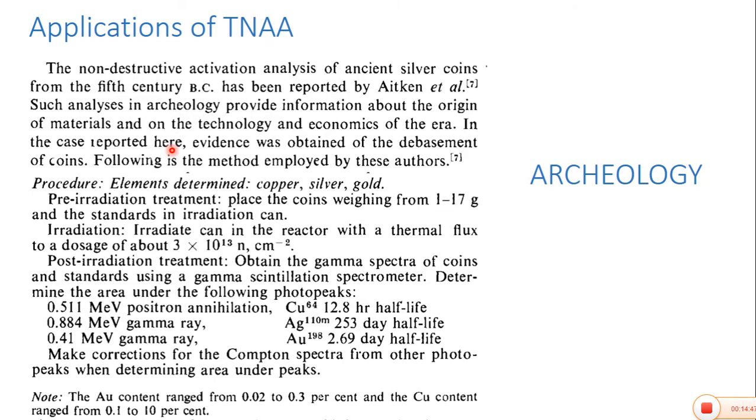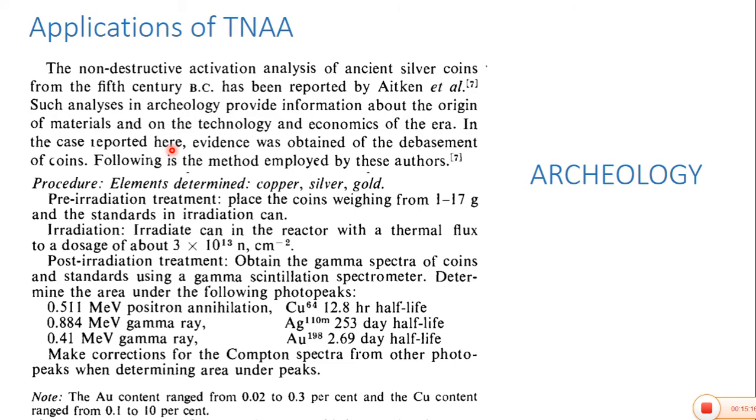So pre-irradiation treatment is to place the coin, weighing from 1 to 17 gram, and the standard in an irradiation can. Okay, so this is the pre-irradiation process. There is no radiation yet, you are just preparing your sample material in order to irradiate it. So you should weigh about 1 to 17 gram, and place the standards in the irradiation can.